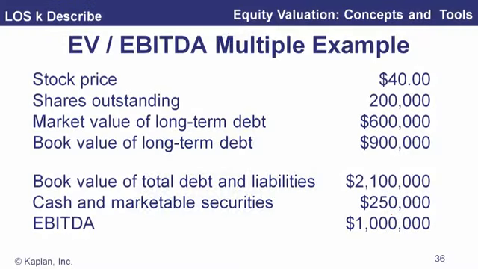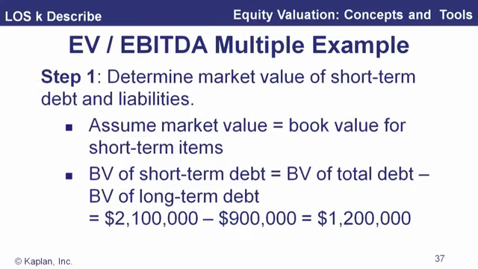Let's look at an example just to crunch some numbers here. We've got a stock price of 40 with 200,000 shares outstanding. The market value of the long-term debt is 600,000. The book value of the long-term debt is 900,000. The book value of total debt and liabilities is $2,000,001. The firm has cash and marketable securities worth $250,000, and our EBITDA is $1 million. So let's look at some of the issues involved in crunching these numbers and getting an enterprise value multiple.